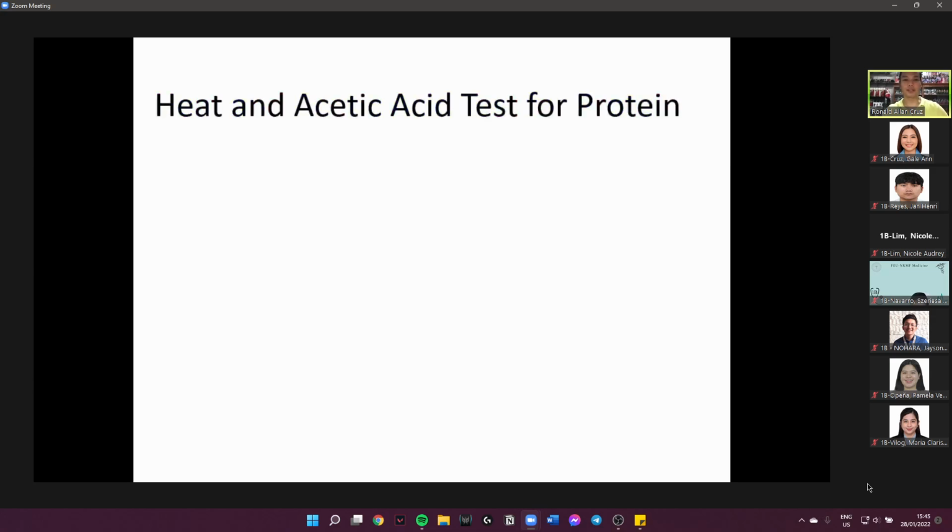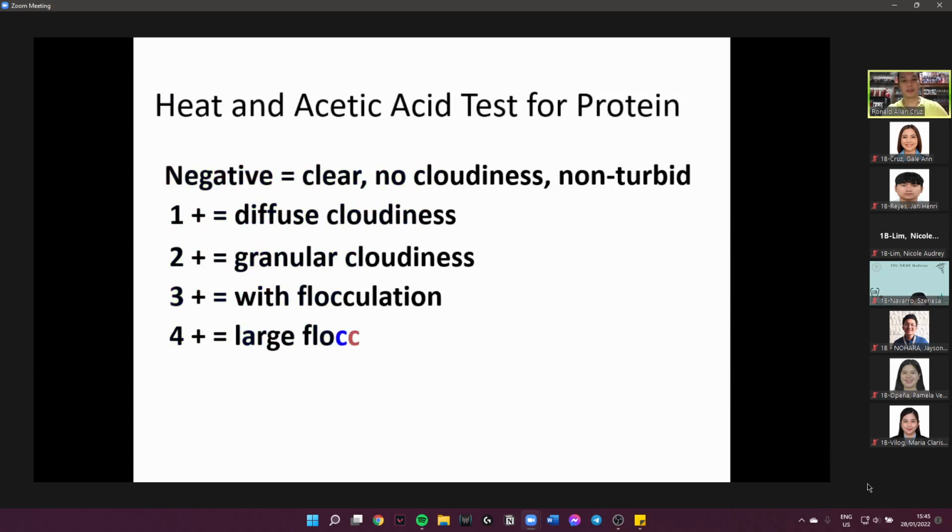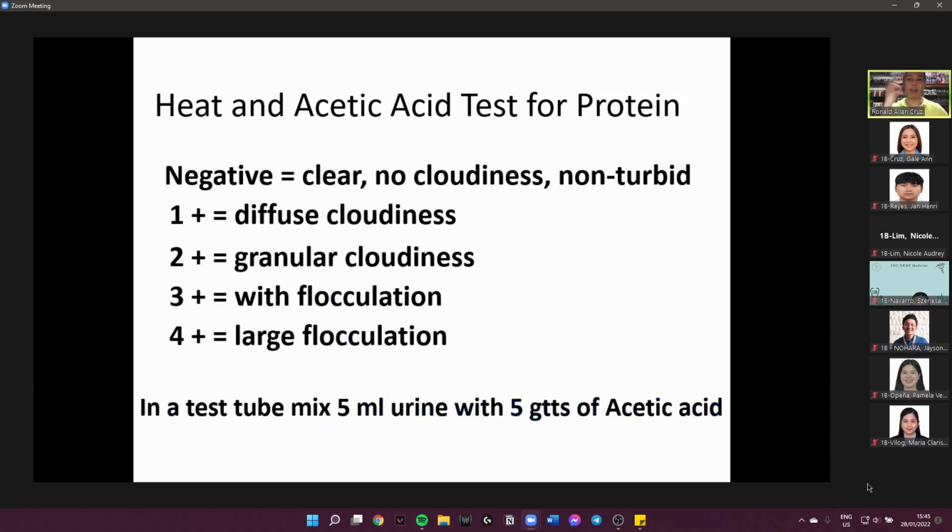For your proteins, we use the heat and acetic acid test. So what we do is get 5 ml of your urine sample, then place 5 drops of acetic acid, and then subject that to heat. The principle behind it is that heat will denature the protein, and the acetic acid will accelerate the denaturation of your proteins. So if proteins are present, then flocculation will occur.